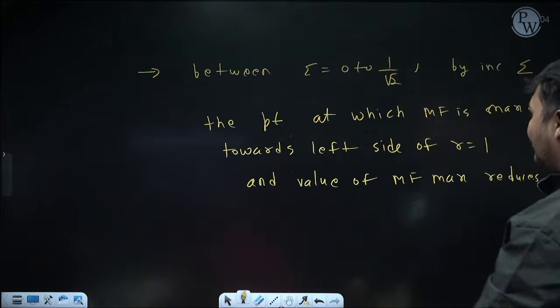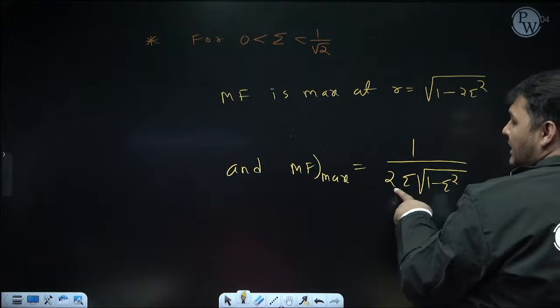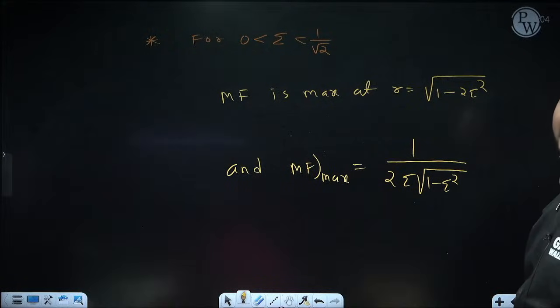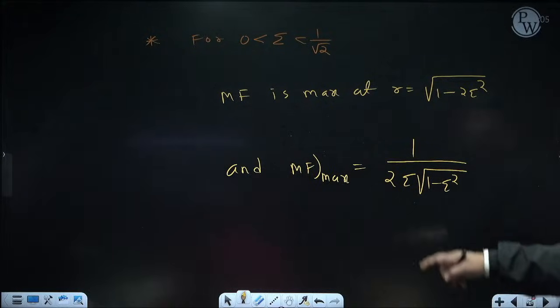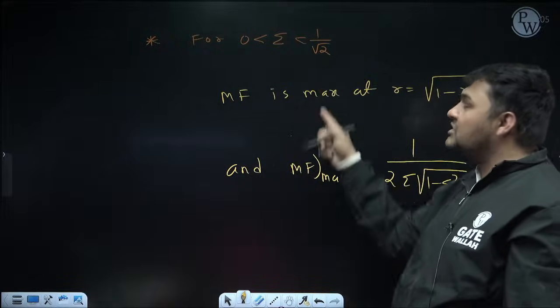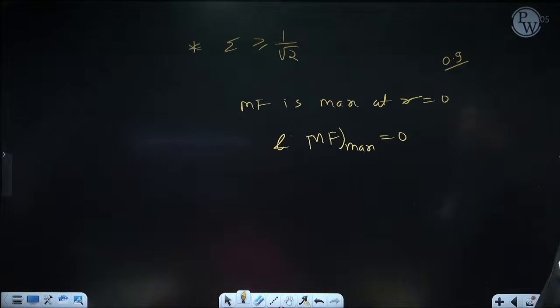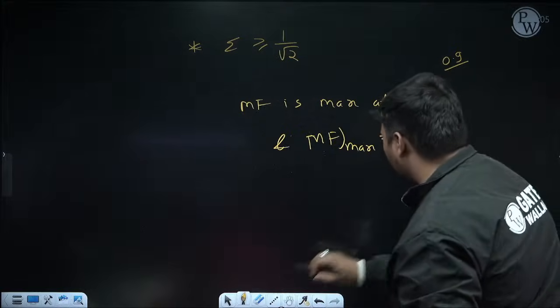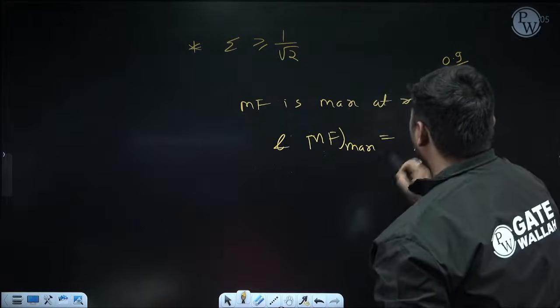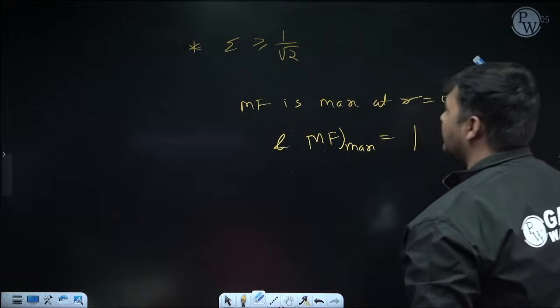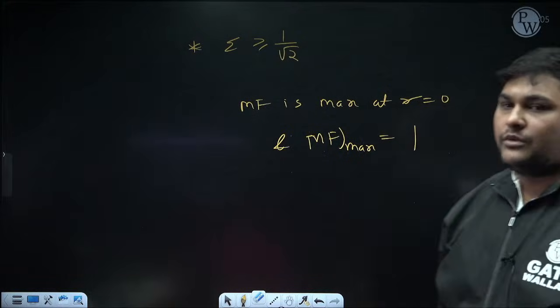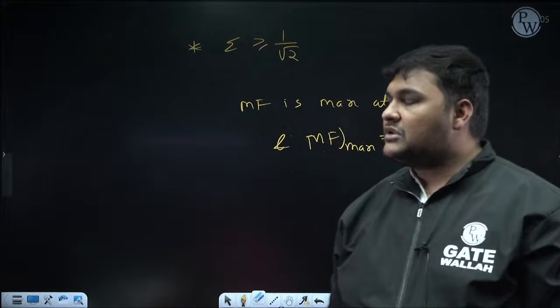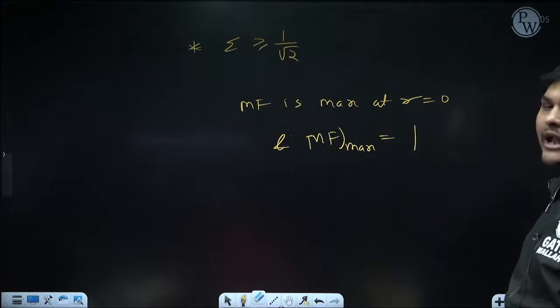For zeta equal to 0.1, what does the student do? They put zeta equal to 0.9 here and get the maximum value of MF. But that is incorrect, because zeta equal to 0.9 is greater than 1 upon root 2, so this equation is not valid. For greater than 1 upon root 2, MF is maximum at R equal to 0, and the maximum value of MF is, sorry, it is 1. So the answer will be 1. So read the question carefully. These are the important parts related to the graph of MF.